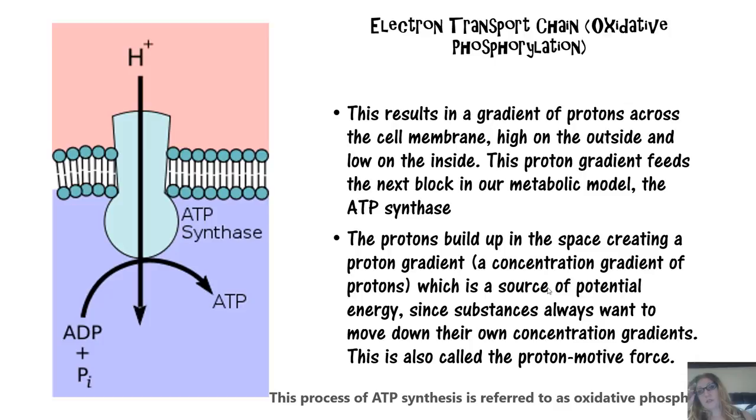All right, so all of this proton gradient, what is the point of it? This results in a gradient of protons across the cell membrane, high on the outside, low on the inside. This proton gradient feeds the next metabolic figure, which is the ATP synthase. Okay, so the ATP synthase is going to harness this potential energy of the proton motive force. The protons build up in the space, creating the proton gradient, which is a source of potential energy, since substances always want to move down their own concentration gradients, called the proton motive force.